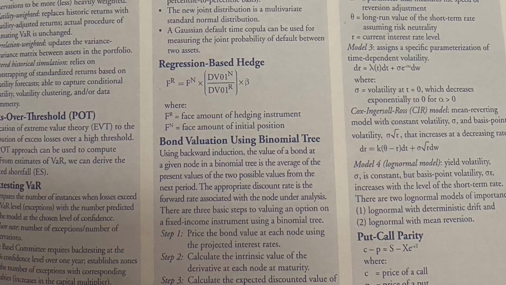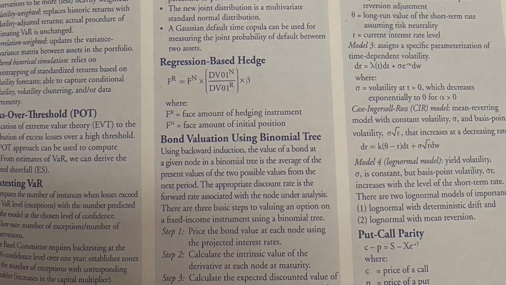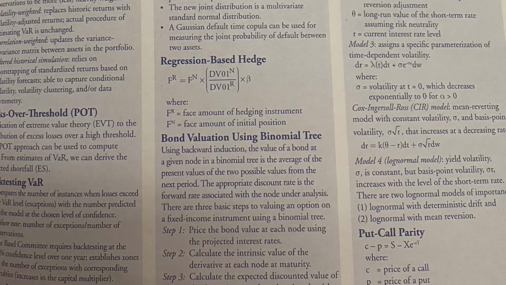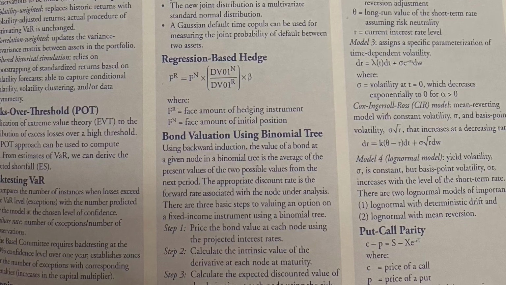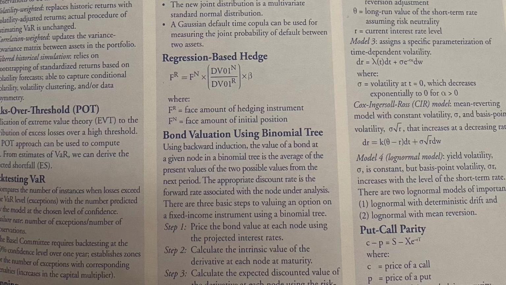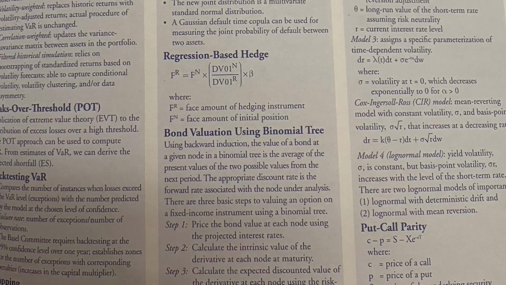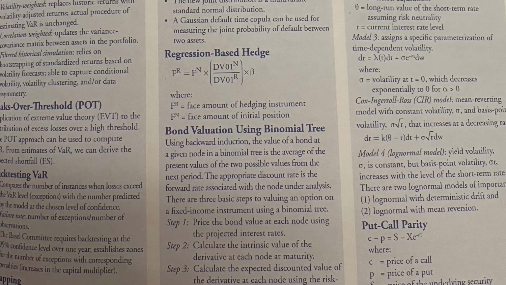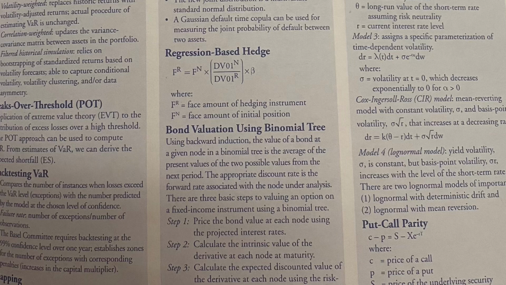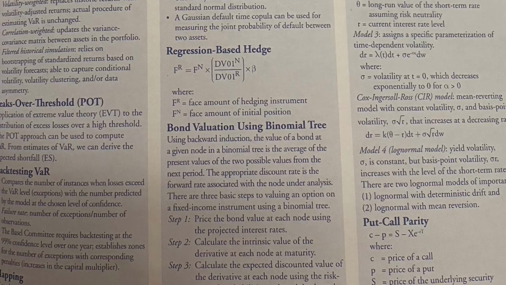Vasicek model, it assumes a mean reverting process for the short term interest rates. dr equals k times (theta minus r) dt plus sigma dw, where k is a parameter that measures the speed of reversion adjustments and theta is a long run value of the short term rate assuming risk neutrality, and r is the current interest rate level.